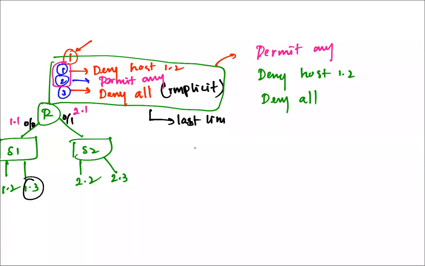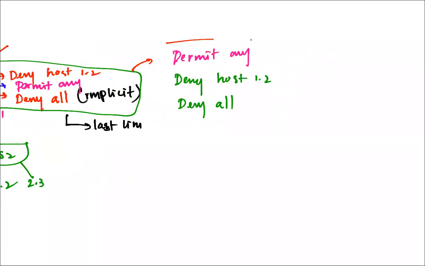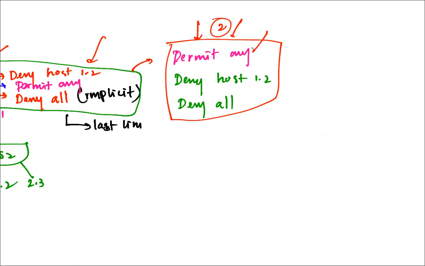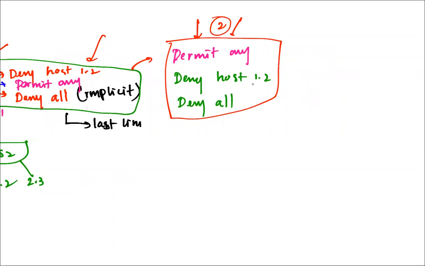Now, do you think they have the same meaning, guys? Is this order and this order the same? If you take the second example, what exactly does it mean? Do you think 1.2 will get denied with the second example? No, because when you say permit any, everyone will match on the first line itself. If you say any, everyone is going to match on the first line and everyone will get permitted.